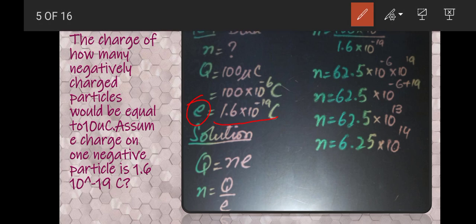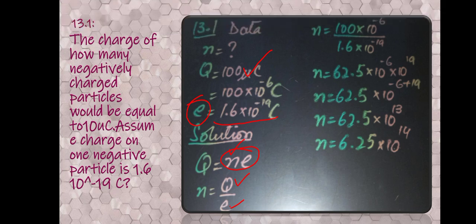You have to just find out how many electrons, how many charged particles, will make the charge 100 microcoulombs. So you have to simply multiply n with one particle's charge, Q equals n e. As you have to find n, rearrange this formula for n: n equals Q by e, total charge divided by the charge on one particle. That will be 100 into 10 raised to minus 6 divided by 1.6 into 10 raised to minus 19. The solution gives you 6.25 into 10 raised to 14.